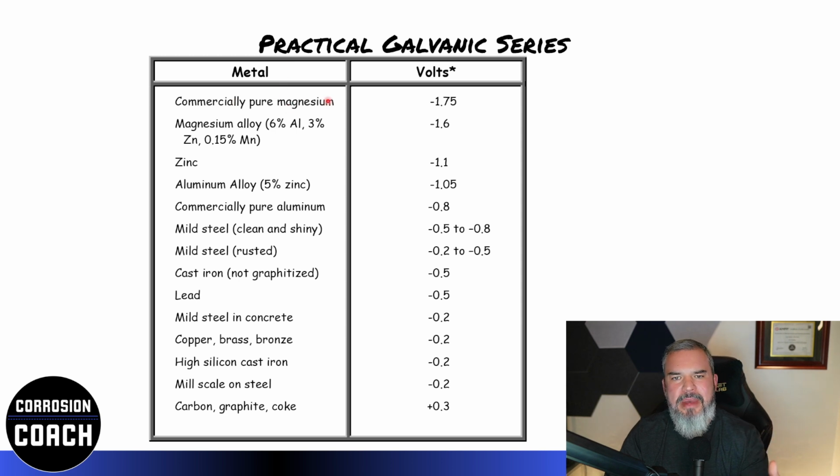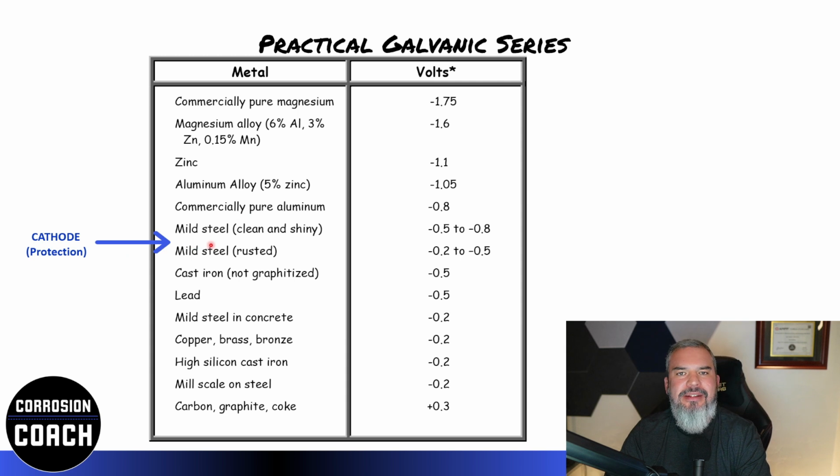And so we've got magnesium at the top of this list here. It's a very negative voltage measurement or an open circuit potential. It's very active. It's got a lot of energy. And so magnesium, if I couple that with steel, it's going to corrode to protect that steel.